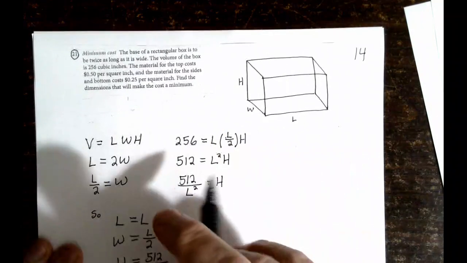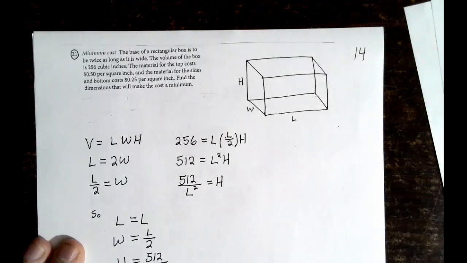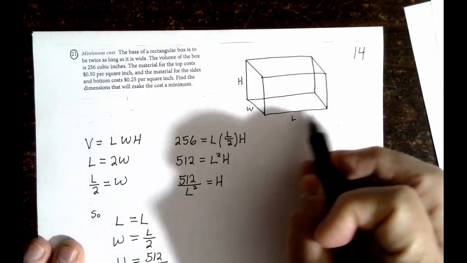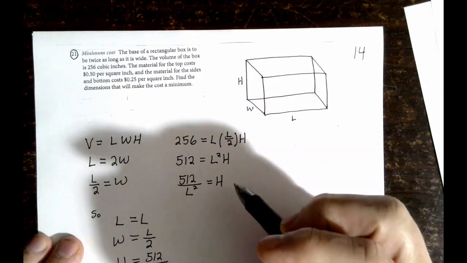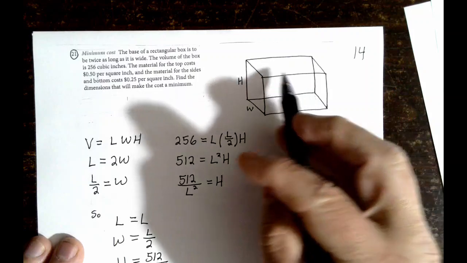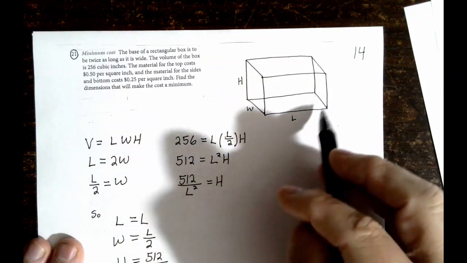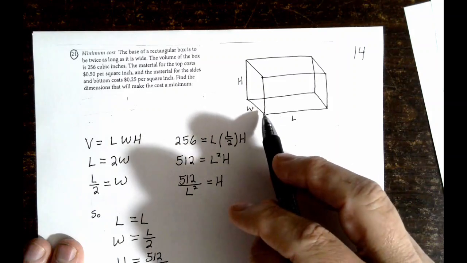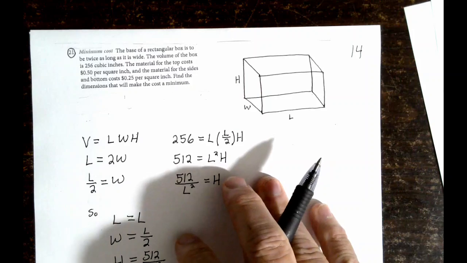This one's pretty hard. It's not that easy to do this one. So you got a rectangular box, and they say the length is twice as much as the width, and the volume's 256. Now the material for the top costs 50 cents per square inch, and all the other 5 sides cost 25 cents per square inch. Find the dimensions that will minimize your cost.